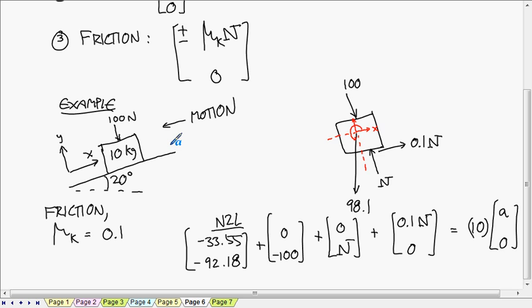So considering that, what would you expect if there was no friction? Would you expect that acceleration magnitude to be bigger or smaller? Bigger, because gravity's trying to accelerate it down the hill, friction's trying to slow it down. So if you get rid of the friction, it accelerates more down the hill. Any questions about that?